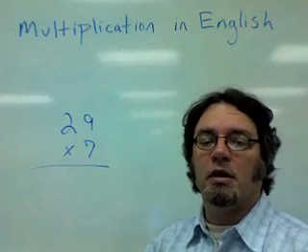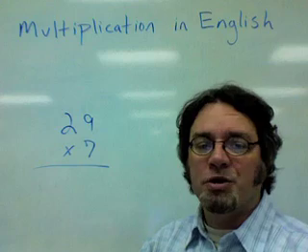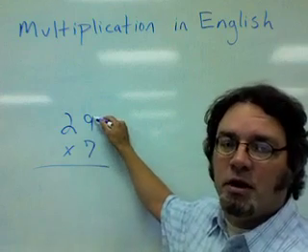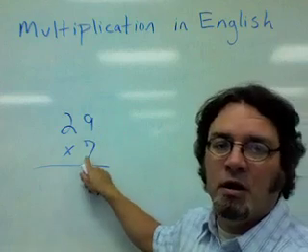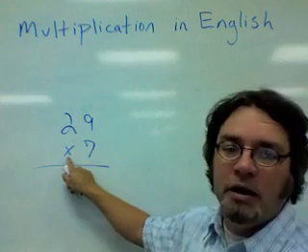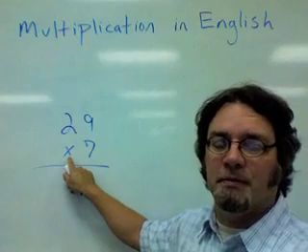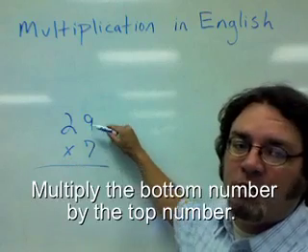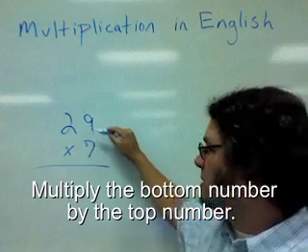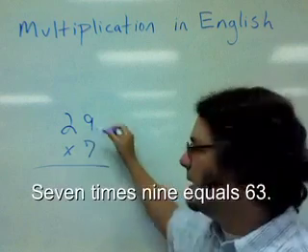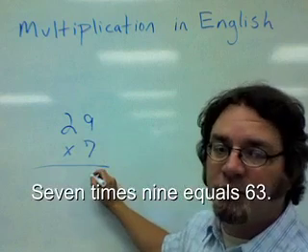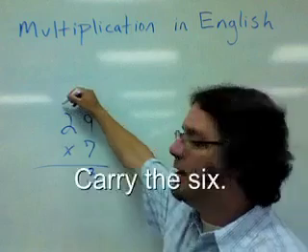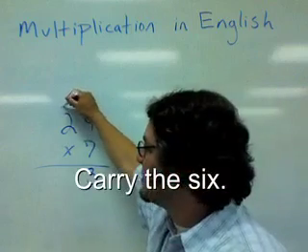When working with larger numbers, the equation looks something like this. You put the larger number here, and then the smaller number would go here, and then here's the multiplication sign. First, multiply the bottom number by the top number. 7 times 9 equals 63. The 3 goes here, and then you carry the 6. The 6 goes up here.